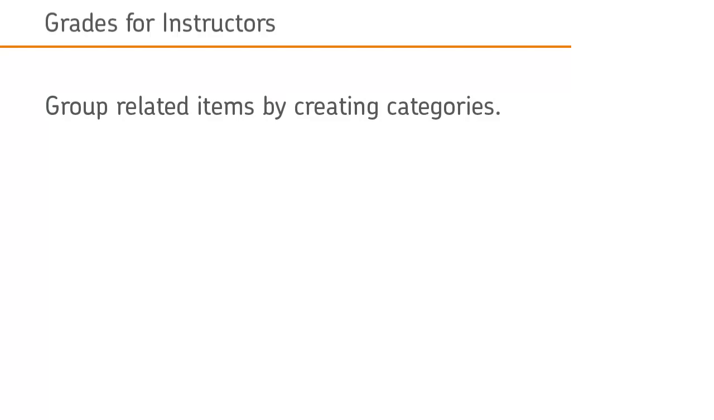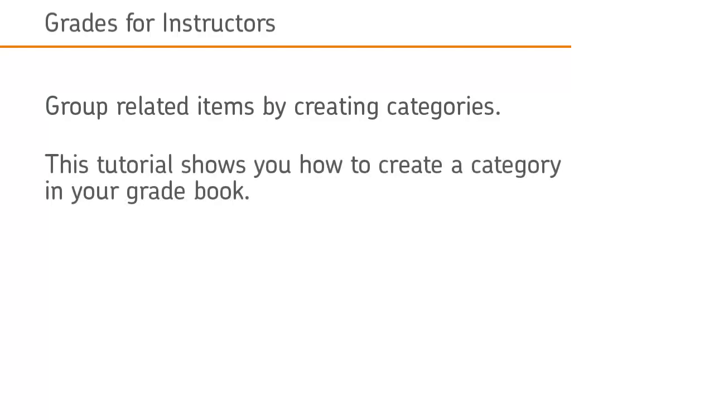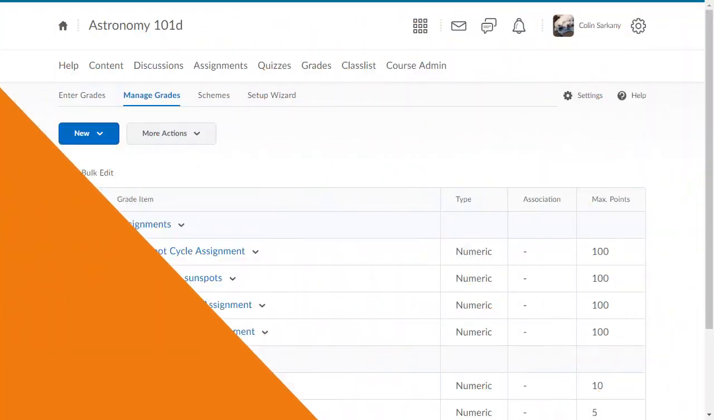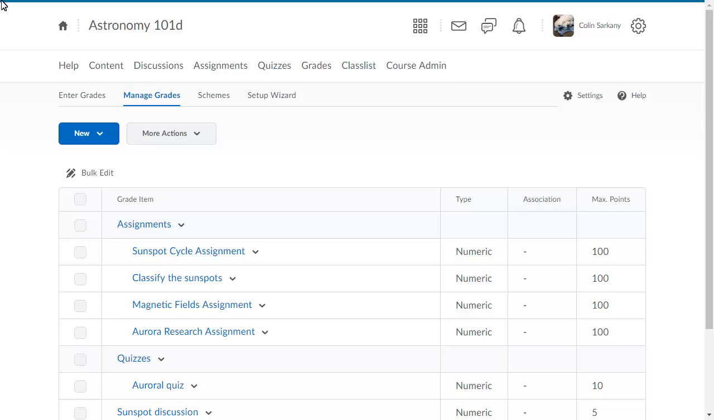Group related grade items by creating categories. This tutorial shows how to create a category in your gradebook. Categories group related items together in your gradebook. For example, in this gradebook, there are currently categories for assignments, quizzes, and the final exam. We will add a discussions category.